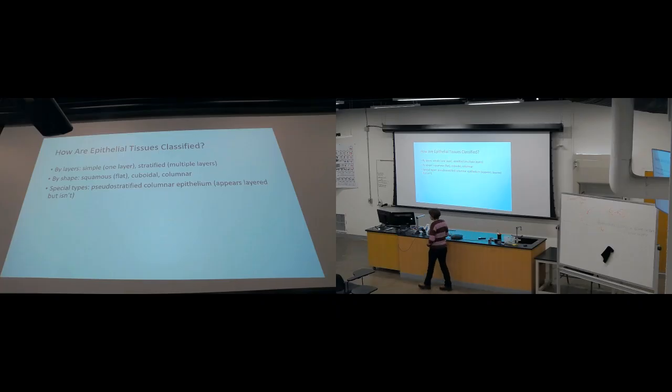So classification of epithelial tissue by layers. It can be simple or stratified. I see some people here in their clothing, the top, that they are simple. They have only one. And then some of us, we are stratified. More than one layer. Okay? So that's the first classification.